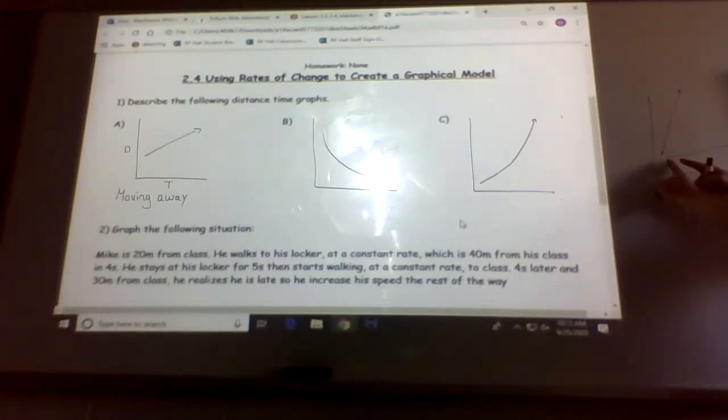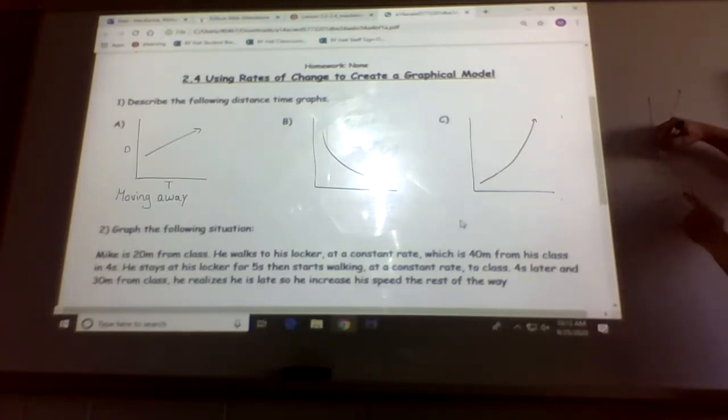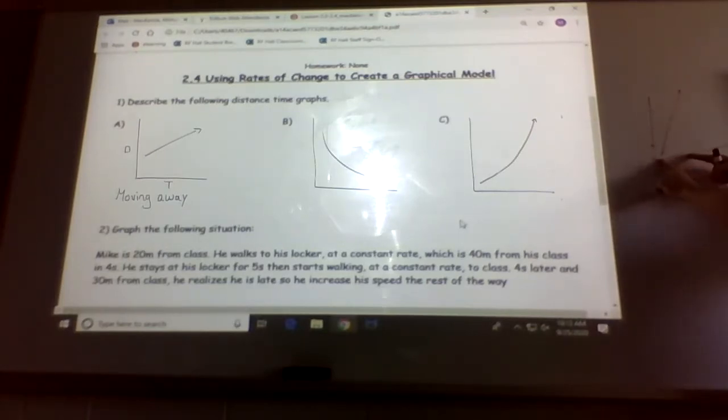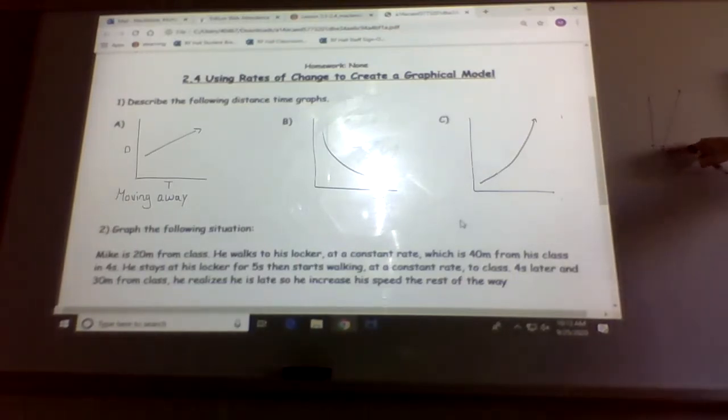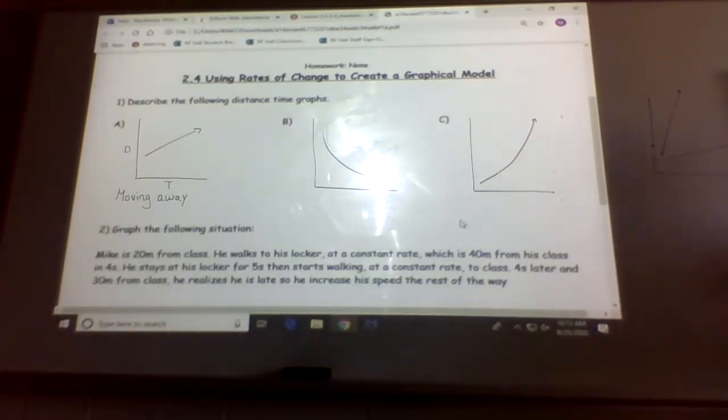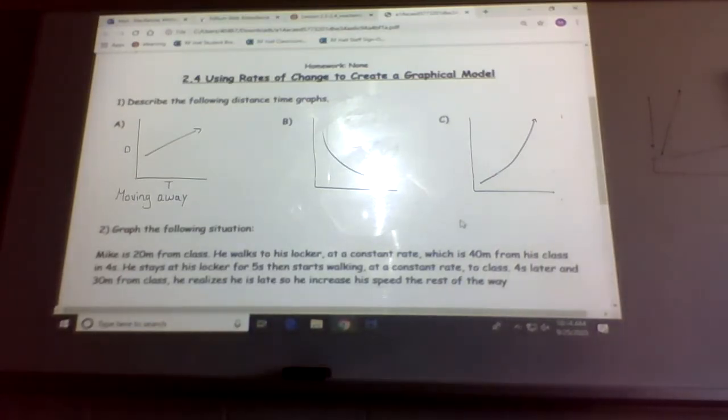Why? Because if this is 1 and this is 2 meters, it's taking you a long time to move 1 meter, a long period of time. Whereas here, your distance is increasing rapidly over a shorter period of time. So this is fast, this would be slow. And if you're not moving, what's the line look like? Straight, yes, horizontal, good. Horizontal means you're not moving, so there's no change in your distance as time continues.